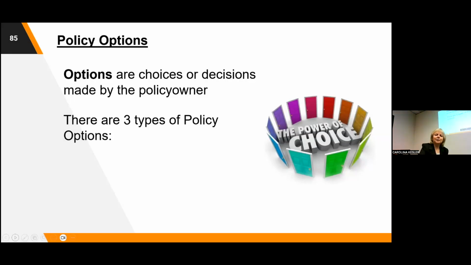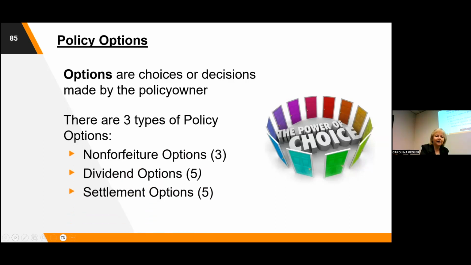Policy options. Options are choices or decisions made by the policy owner. There are 3 types of policy options. I like to call them a REC. They like to call it a little differently. So non-forfeiture options are 3 of them. There are dividend options, 5 of them, and settlement options are 5. So the non-forfeiture options is the 3.